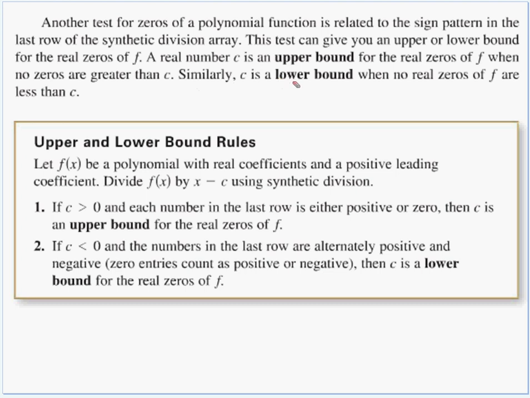So we would not bother checking 3 or 5 because they're above 1. Similarly, c is a lower bound when no real zeros of the function are less than c. So here in our box, the official definition, upper and lower bounds. F of x is a polynomial with real coefficients and a positive leading coefficient. We divide our function by some factor, x minus c, with synthetic division.